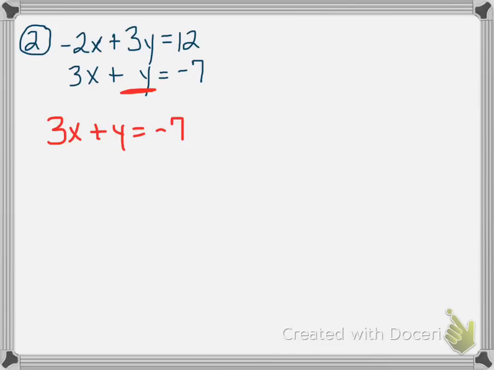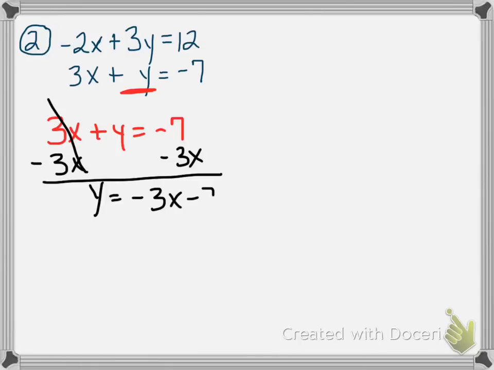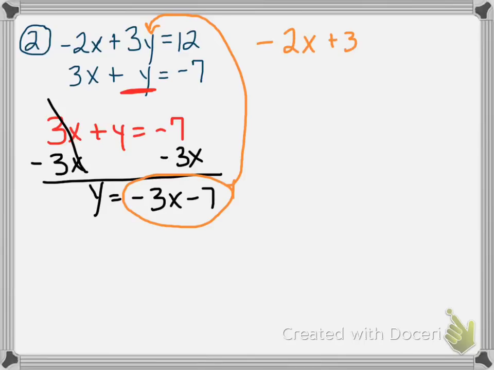In order to solve that second equation for y, subtract 3x from both sides. That's going to give me y equals negative 3x minus 7. So now that I've got it solved for y, I'm going to take that negative 3x minus 7 and substitute it in for the y. So we'd have negative 2x plus 3, and instead of y, we have negative 3x minus 7, and it equals 12. And again, once we get to that point, we're just solving the equation.